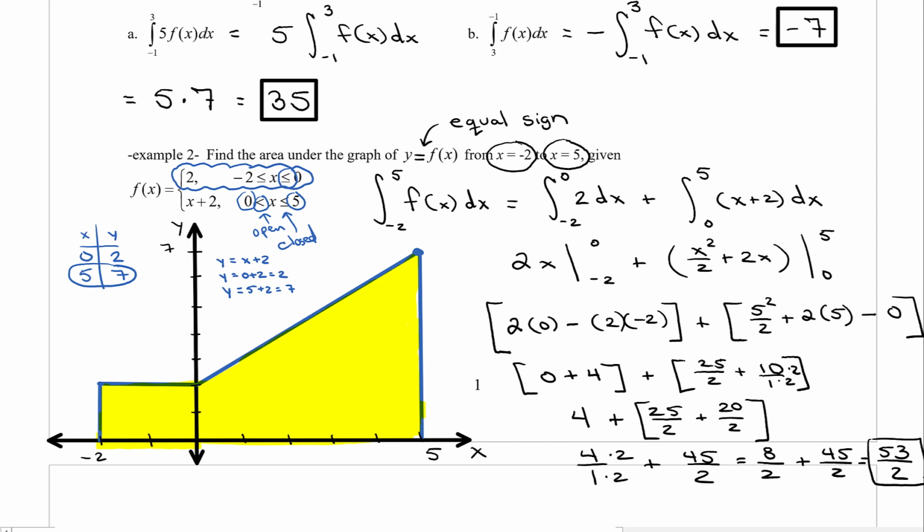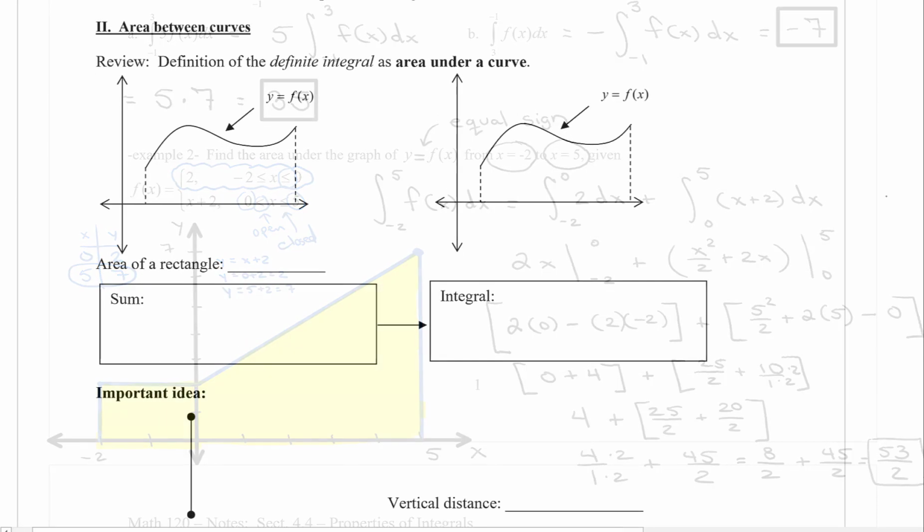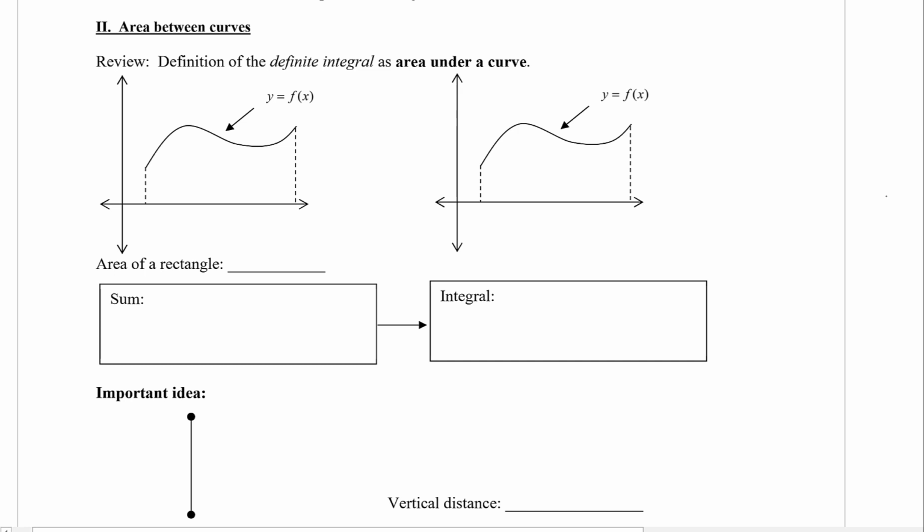So now we're ready to move on to the second part of this section. So our second part, or part 2, is going to be on finding the area between curves. We're going to review the definition of the definite integral as area under a curve.